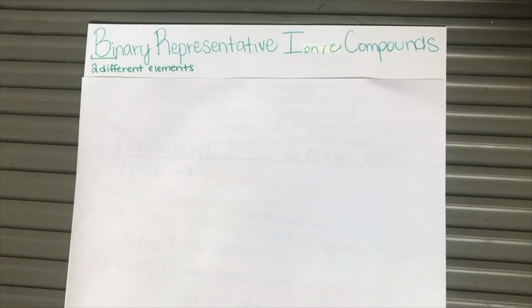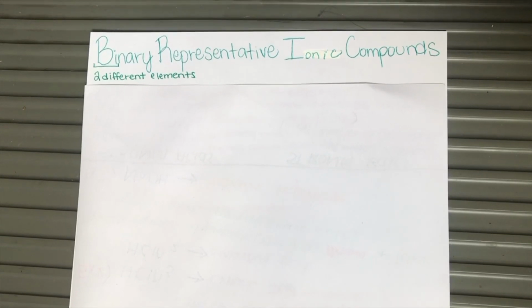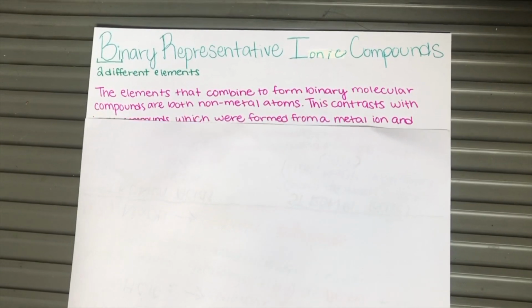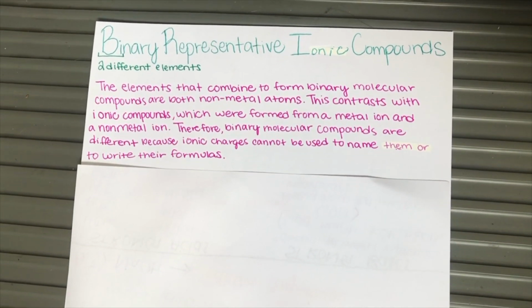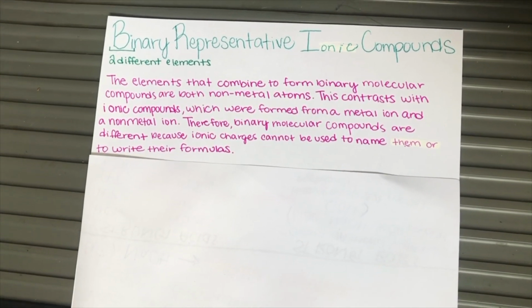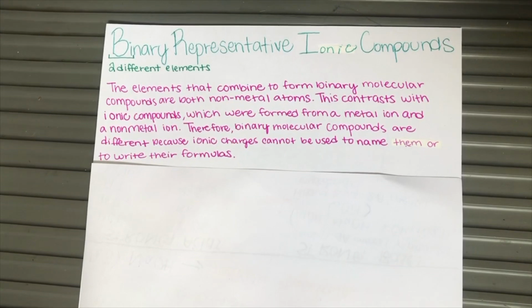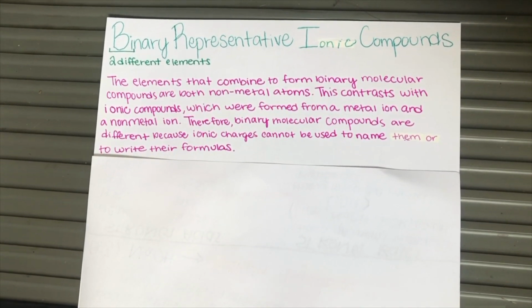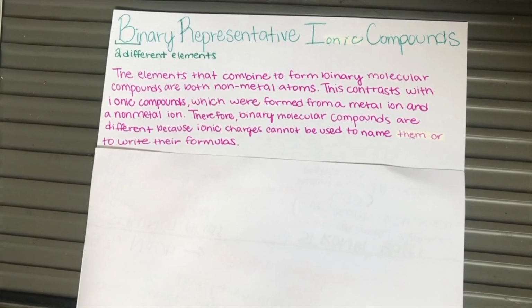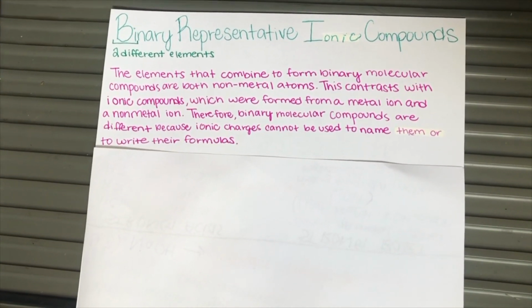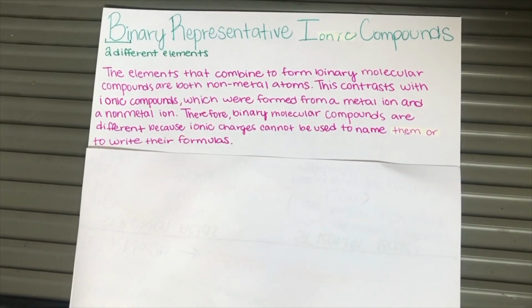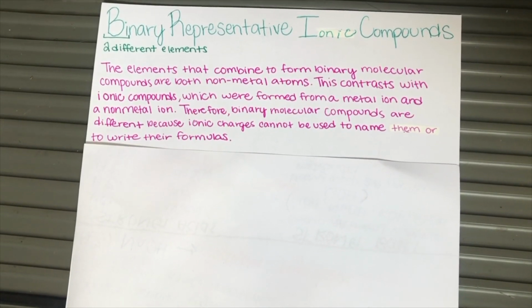Binary representative ionic compounds. Bi stands for two different elements. The elements that combine to form binary molecular compounds are both nonmetal atoms. This contrasts with ionic compounds, which are formed from a metal ion and a nonmetal ion. Therefore, binary molecular compounds are different because ionic charges cannot be used to name them or to write their formulas.